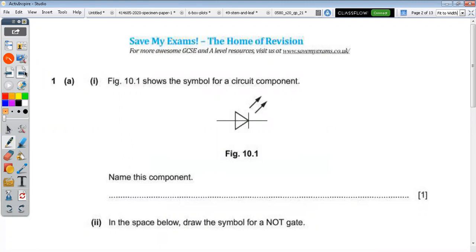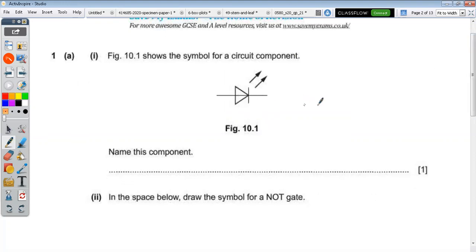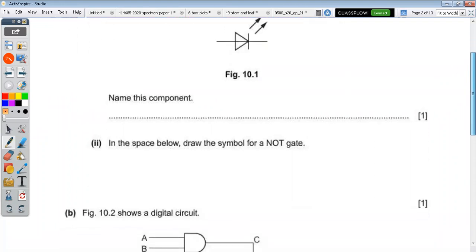Name this component, what is it? So it's a diode. Wait, no, that's not a diode. What is it? But the arrows are showing you what? Light. A light dependent resistor. These arrows are for light. So it can come in the form like that, sir. Yes. Okay, I was confused.